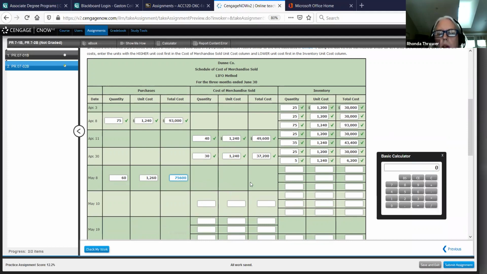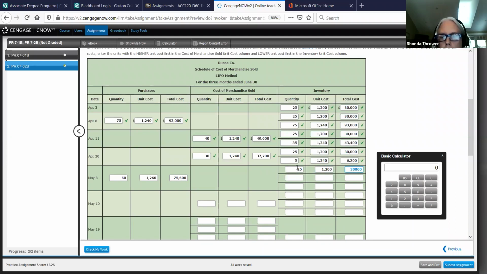Now here's a situation where we have left over our beginning inventory units that we got to bring down. You must bring these down in order. If you don't, you're going to get messed up. So our beginning inventory units were 25 units at $1,200. Oops. Make sure you're in the right column. Which is $30,000 worth of our beginning inventory we still have left over.